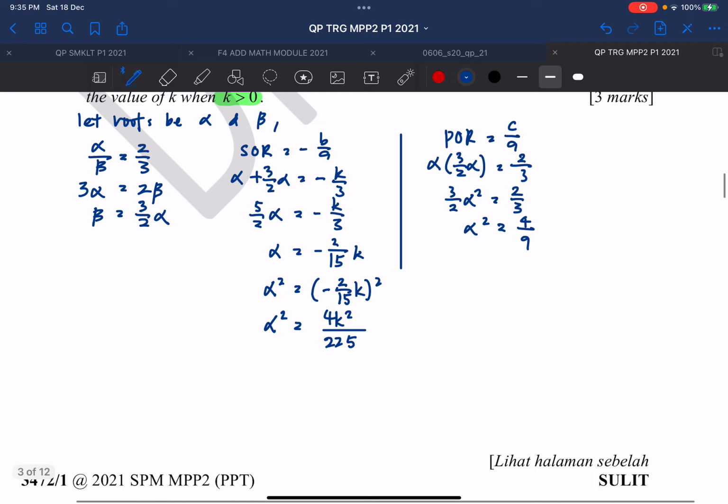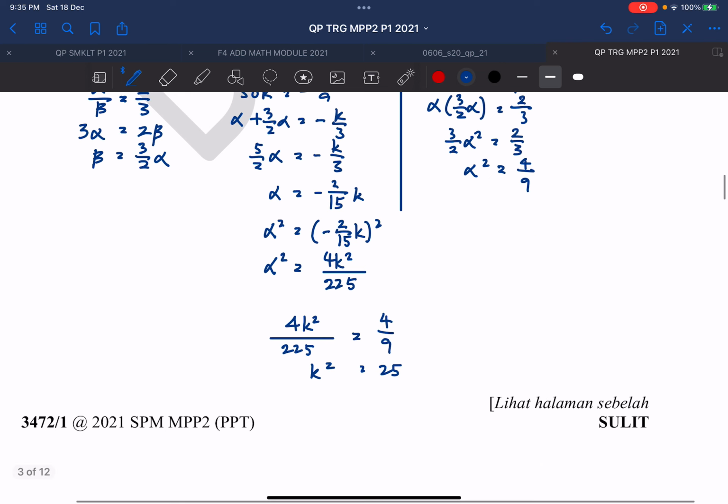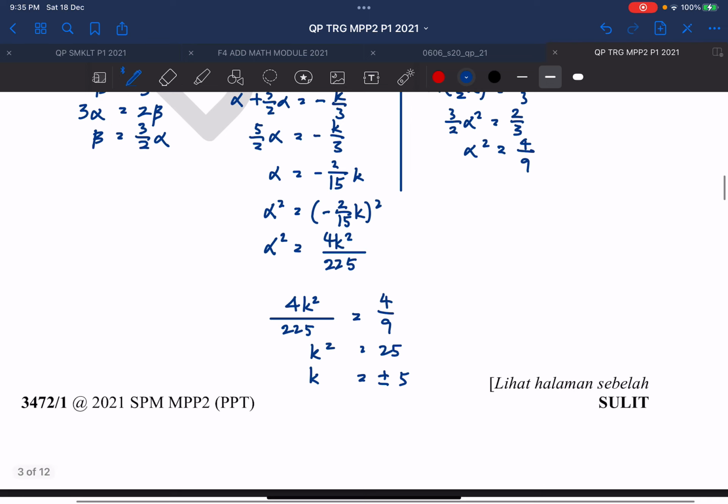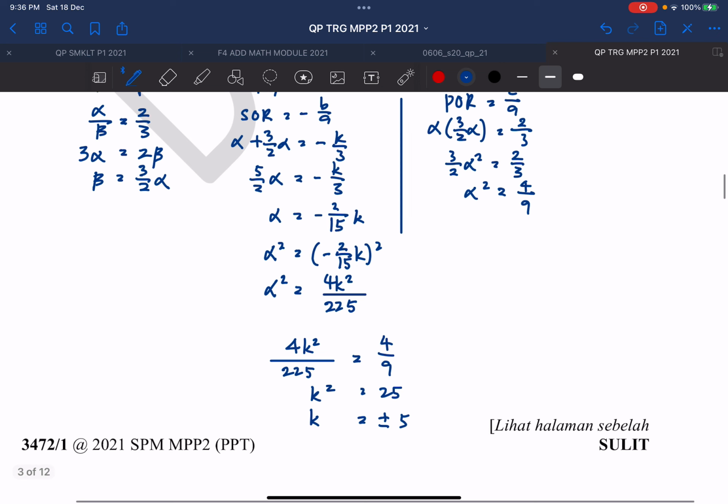Then you can compare. 4k squared divided by 225 equals 4 over 9. Then k squared, you should get 4 over 9 divided by 4 over 225, you should get 25. So k will equal plus minus 5. Yeah, right? So positive or negative 5. And they state that k must be greater than 0. Therefore, k equals positive 5.